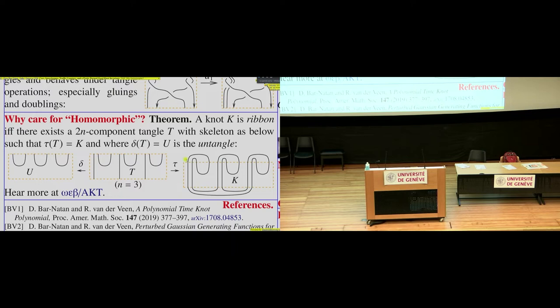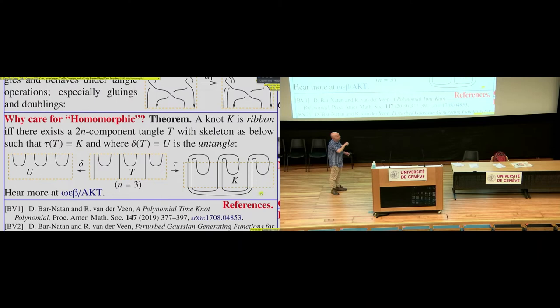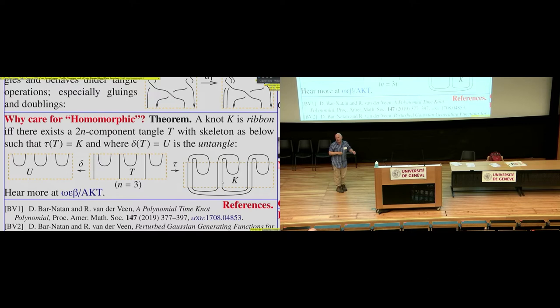A knot is ribbon if and only if there is such a tangle T with the properties that tau of T is equal to the knot K and delta of T is the untangled U. So what are tau and delta? Delta is the operation that drops all the vertical strands, so you're left only with the caps, and you want the result to be the untangled union of caps. And tau is a more complicated operation: you double each of the vertical strands, and then you attach a tangle as shown at the top, and another one as shown at the bottom, and that gives you a knot.